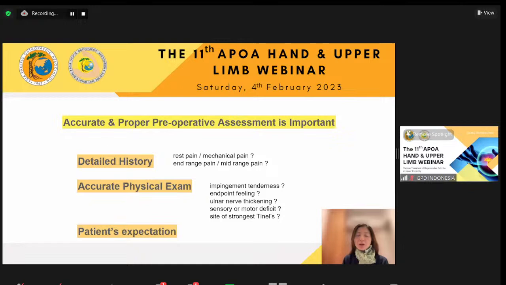Accurate physical examination for any impingement tenderness, feeling the motion endpoint, is also necessary. For a soft endpoint, consideration of capsulectomy is higher. If the endpoint is firm, osteophyte excision and capsulotomy should be adequate. Examination of the ulnar nerve for any sensory motor deficits is important. Any nerve thickening has to be recorded, and the site of tenderness has to be accurate. The goal should also be addressed to the patient, especially patients with articular incongruity.